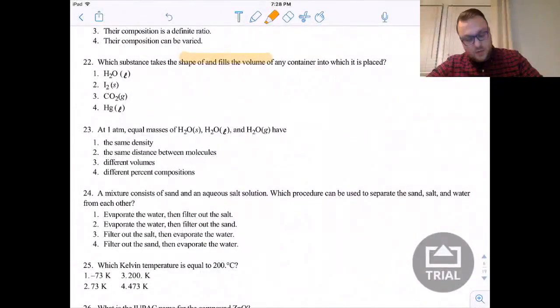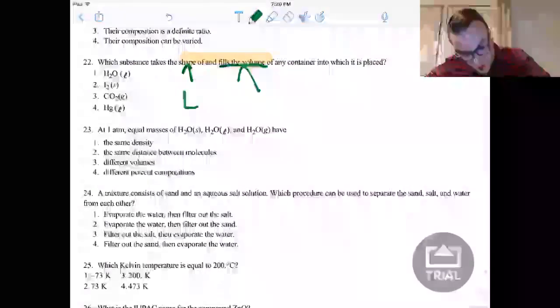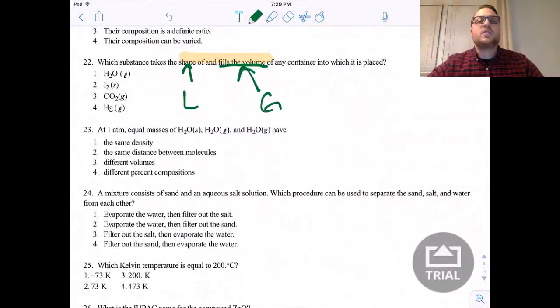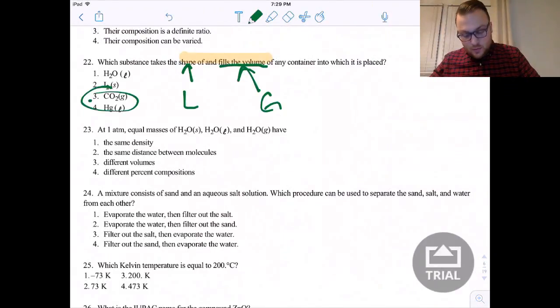Fills the volume of any container at which it's placed. Takes the shape of the container, this is true of a liquid, but fills the volume of any container, doesn't matter what. Liquids have a fixed volume. If I have 20 milliliters of water, I can't fill a 100-liter container. Gases will always fill the container. Sometimes we'll throw in that word uniformly. Don't freak out about the word. At the end of the day, the answer to this is 3. The 1 that is a gas.